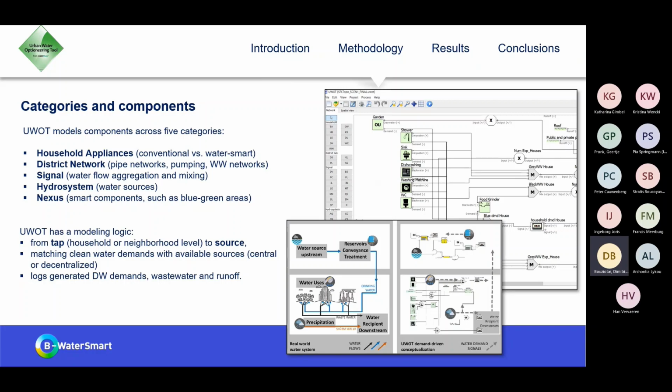Now, focusing a bit on the methodology, we said that UWOT is a bottom-up tool, able to model technologies as components that generate demand or provide supply. In fact, UWOT is able to model different categories of components, 5 of them.